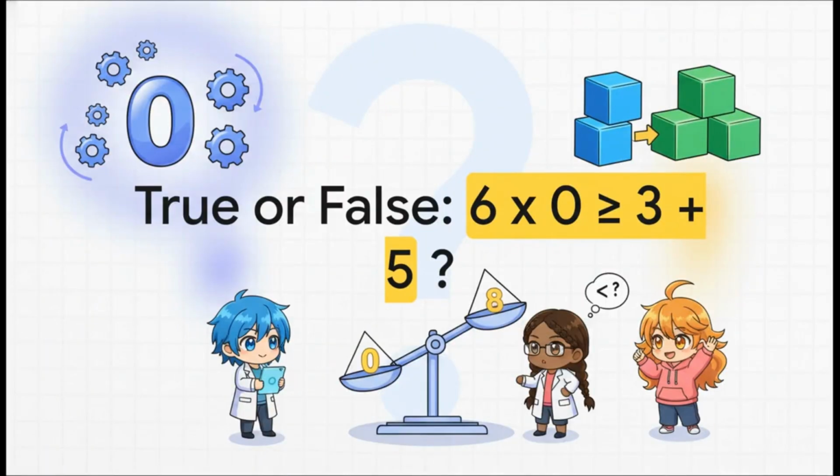This one's a little bit trickier because you've got to do some work on both sides of the symbol before you can make a decision. So, what's 6 times 0 and what's 3 plus 5? Get those 2 numbers and then see if the statement makes any sense.